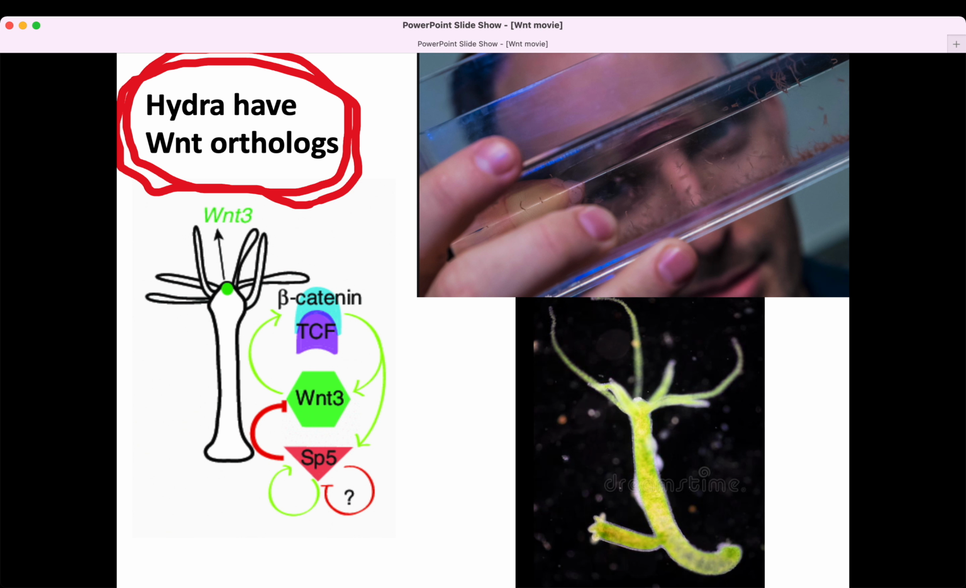And you can see up there that it's not just Wnt. There's the word beta-catenin, and we'll learn the word TCF on this pathway as well. And so it's not just orthologs of Wnt, but orthologs of the Wnt signaling pathway. Hydra also obviously have an ortholog of the receptor Frizzled.